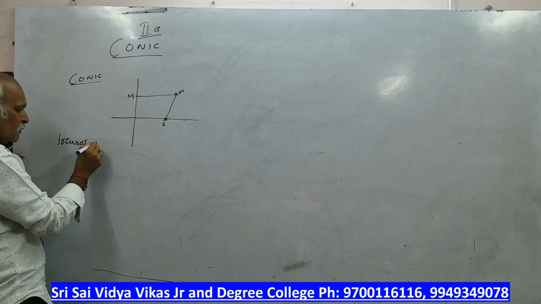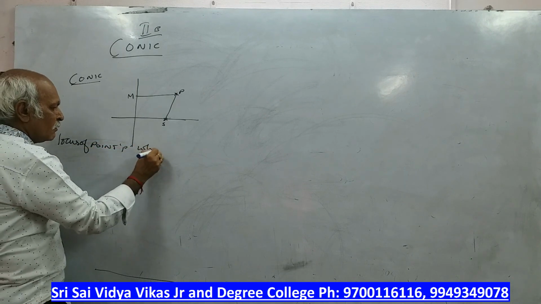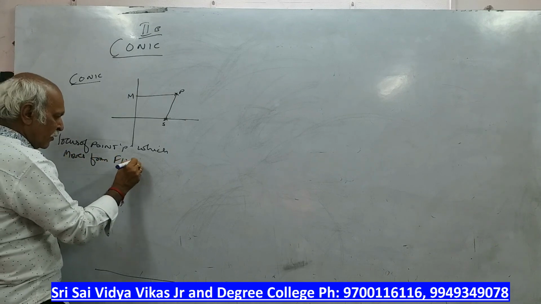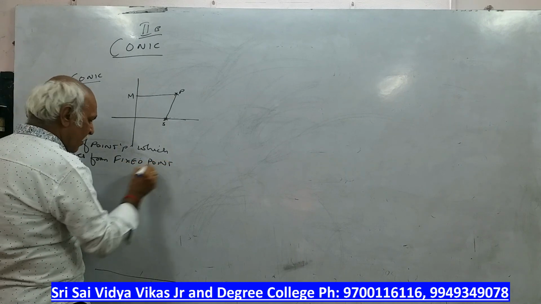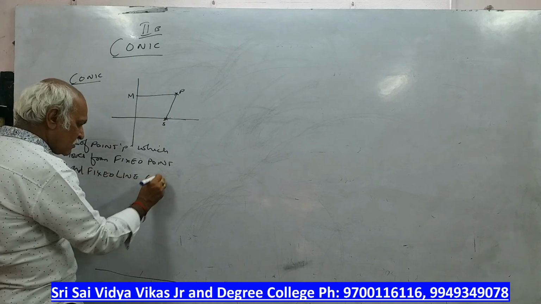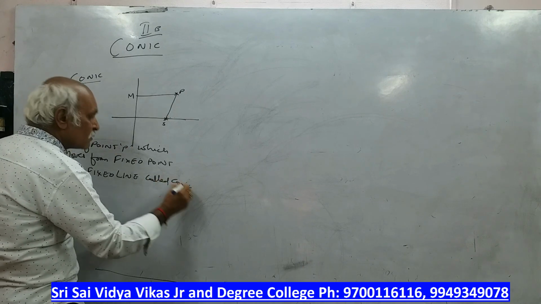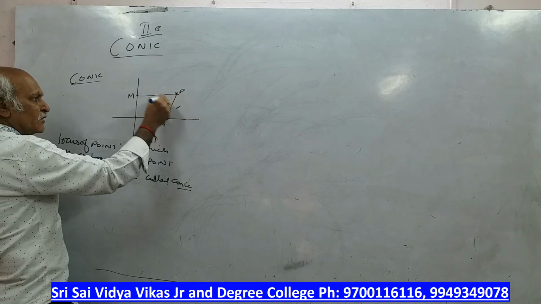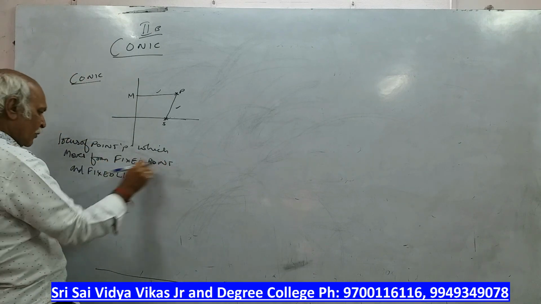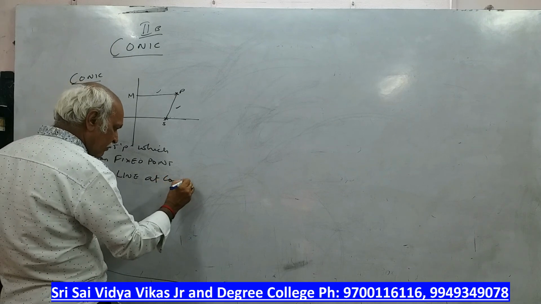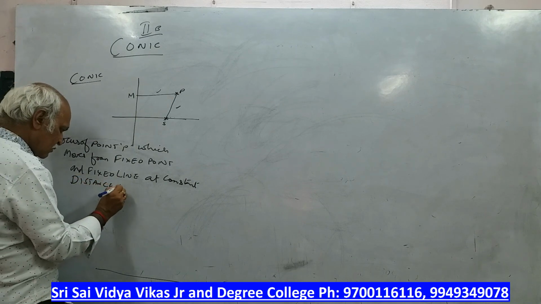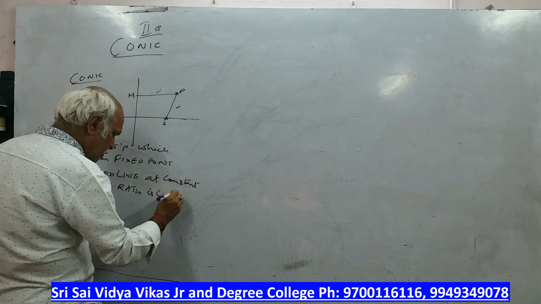What is a conic? Locus of the point P which moves from a fixed point and a fixed line at a constant distance ratio is called a conic. Okay, means this point is moving in such a way that the distance from the fixed point and the fixed line has a constant ratio.